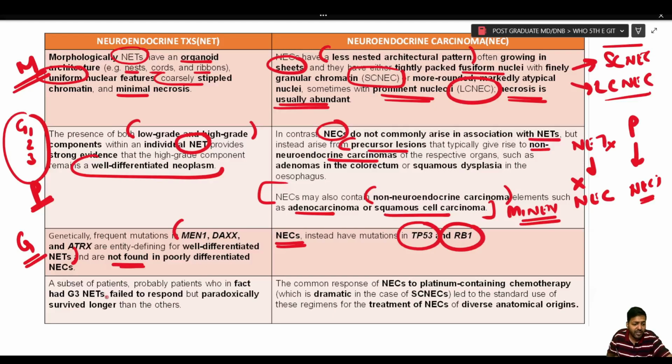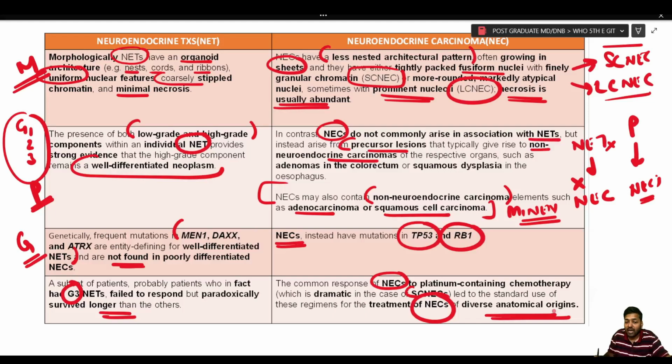Now, a subset of patients, probably patients who in fact had G3 NETs, failed to respond but paradoxically survived longer than others. So, very important thing: the common response of neuroendocrine carcinoma to platinum-containing chemotherapy, which is dramatic in the case of the small cell variety, led to the standard use of these regimens for treatment of neuroendocrine carcinomas of diverse anatomical origin.